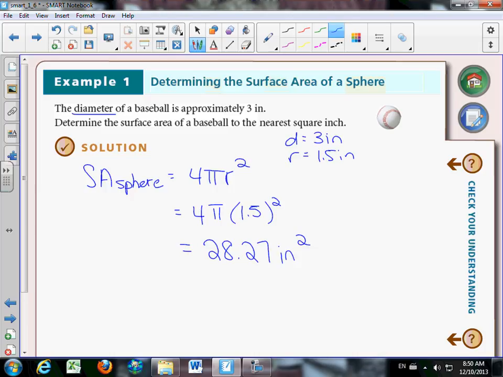Now, if you're getting a slightly different answer than me, you might be using 3.14 for pi. When I plugged it into the calculator, I was using pi, the whole decimal value, so if you have a slightly different answer, that would probably explain it.